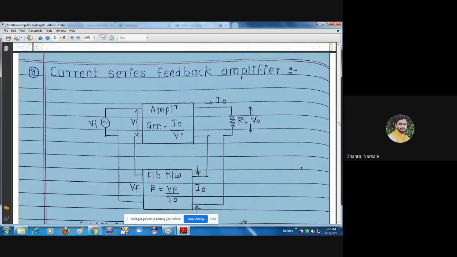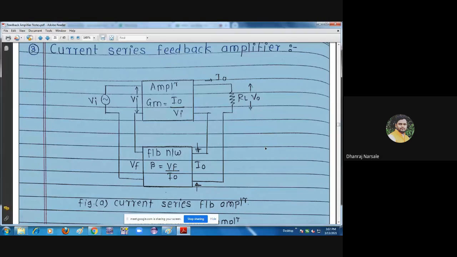Okay, as the name is current series feedback amplifier, in this type of feedback amplifier, as shown in figure A, this is the block diagram of the current series feedback amplifier. Same as the previous two types, here also two blocks are there. One is the amplifier block, the second one is the feedback network block. According to the name, at the output side current sampling is there, and at the input side series mixing is there. Already we have discussed that one.